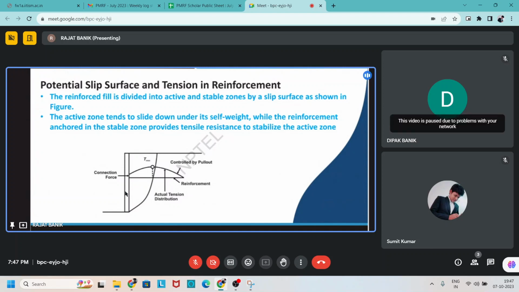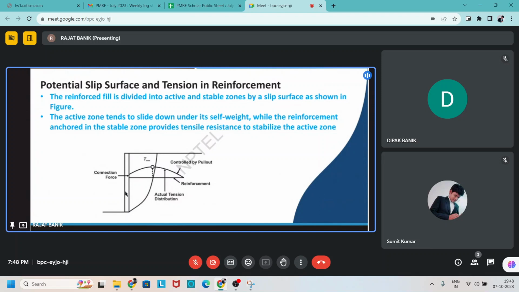Now we discuss the potential stress and tension in reinforcement. The reinforced fill is divided into an active and a stable zone by a zone axis as shown in the figure. We can also discuss this with soil nailing. When the slope or retaining backfill material fails, two zones are created. One is the active zone, another is the stable zone.